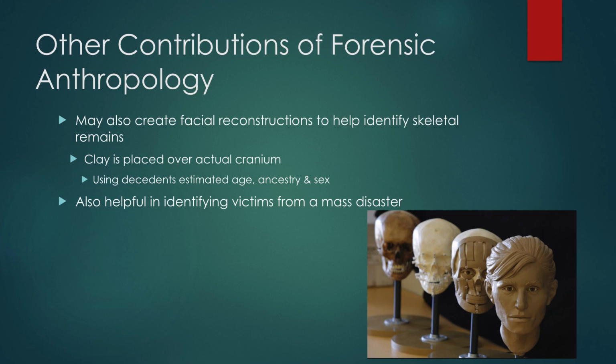Other contributing areas for forensic anthropologists may be to create a facial reconstruction. Clay is actually placed over the cranium using the estimated age, ancestry, and sex. Each of these has a variance on how deep the tissue is going to be away from the cranial bone. And so as they place the clay over the actual cranium, based on these other aspects, they can come up with a pretty good likeness of the individual.